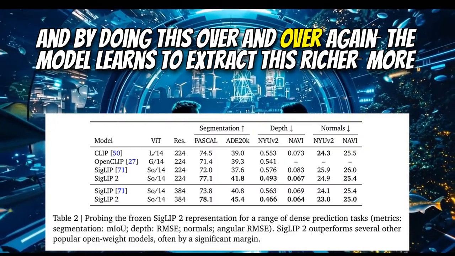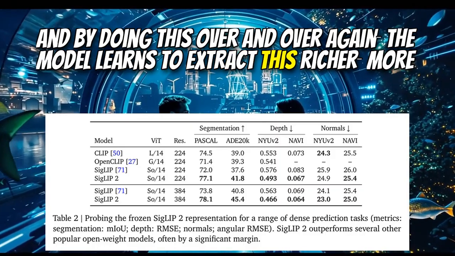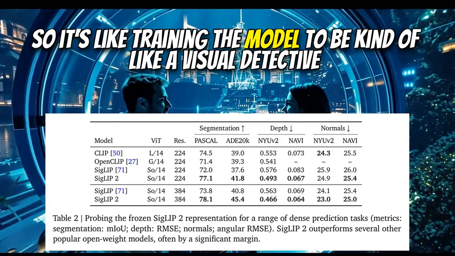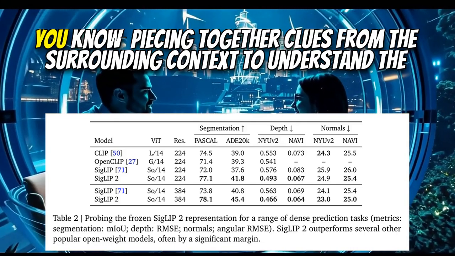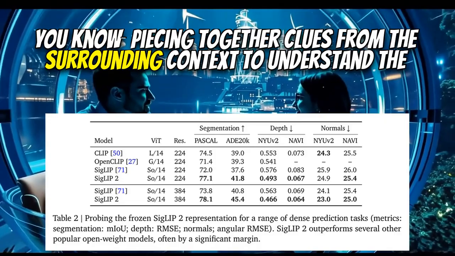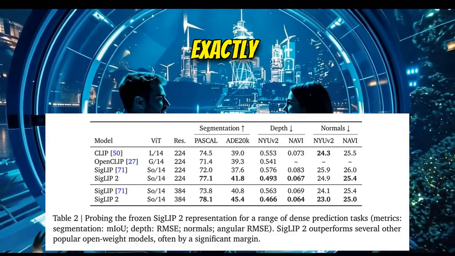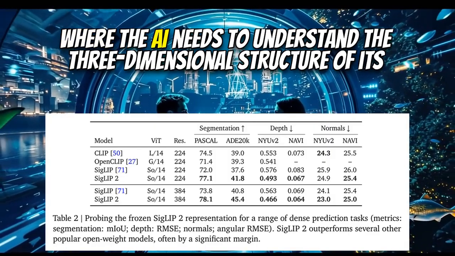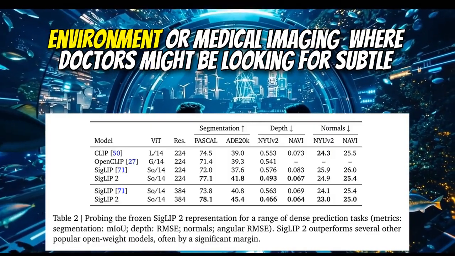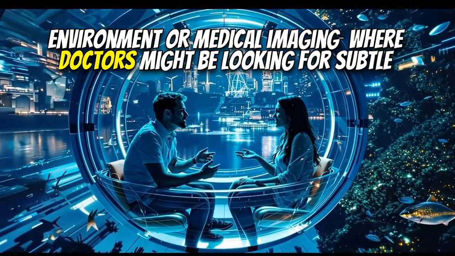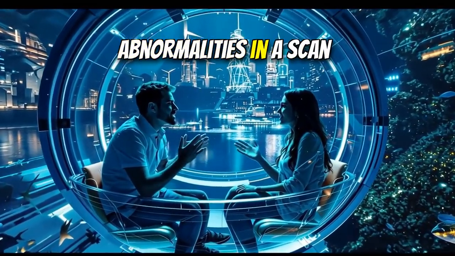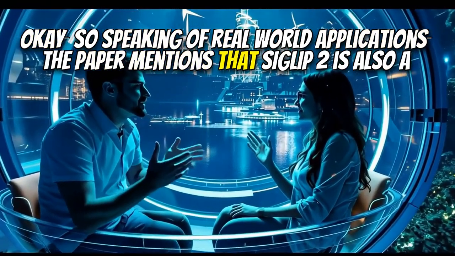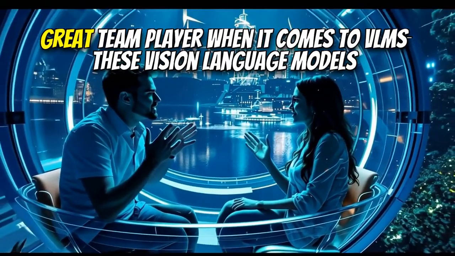And by doing this over and over again, the model learns to extract this richer, more localized information from the images. So it's like training the model to be kind of like a visual detective, piecing together clues from the surrounding context to understand the whole picture. Exactly. And this is really important for a lot of real-world applications like self-driving cars, where the AI needs to understand the three-dimensional structure of its environment, or medical imaging, where doctors might be looking for subtle abnormalities in a scan.